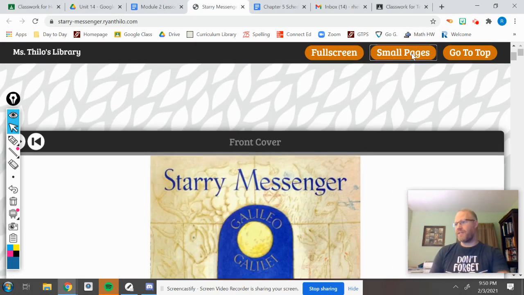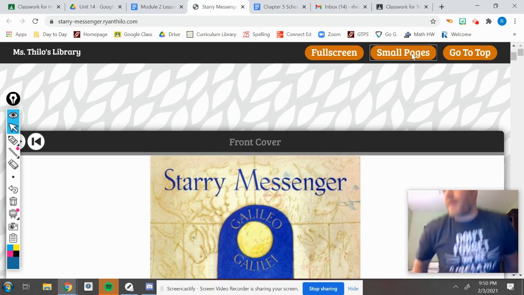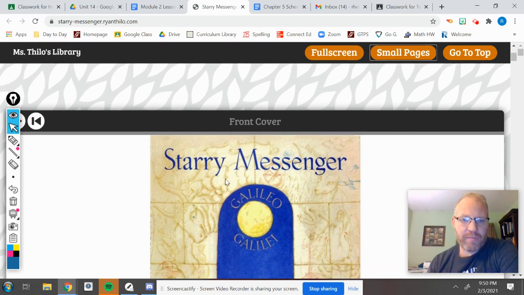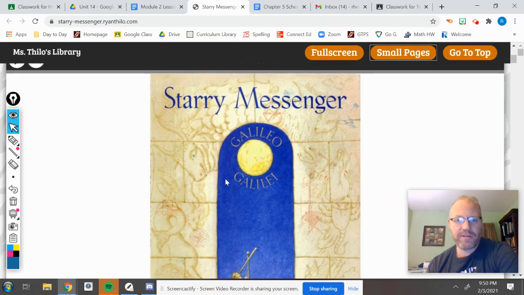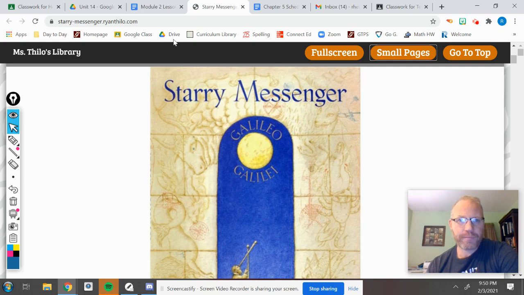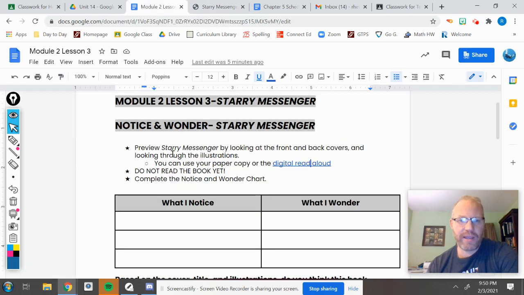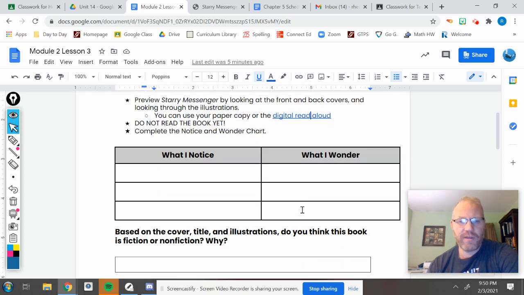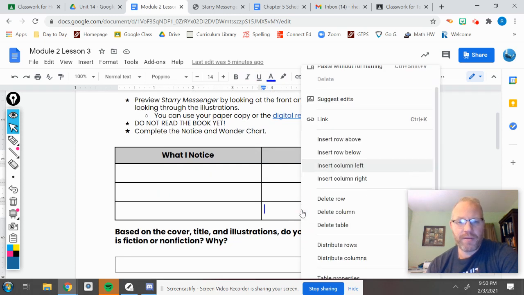So I'm going to click big pages. And then we're going to go through and we're going to look at different things that the book has to offer, pictures and stuff. So here's the cover of the book. What I want you to do is while you're looking at it, what do you notice and what do you wonder? 3 things that you notice and wonder.